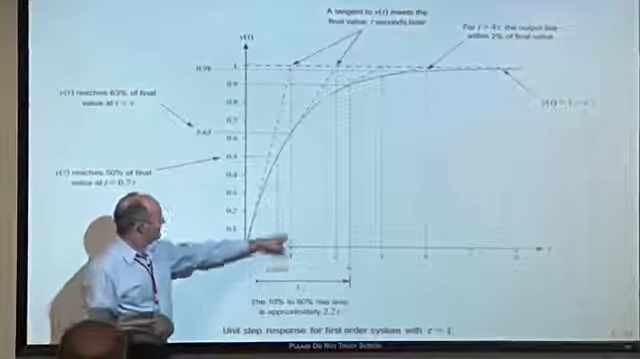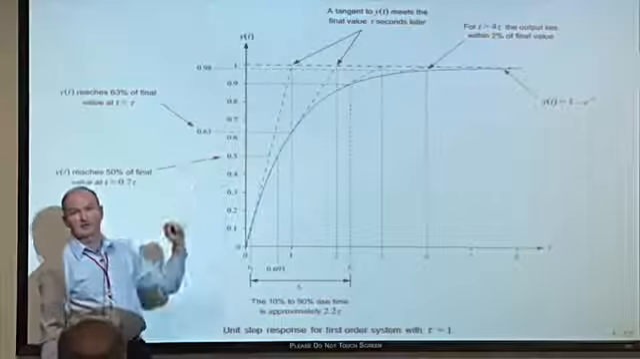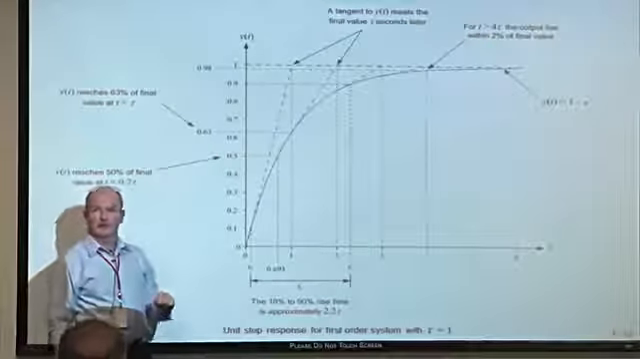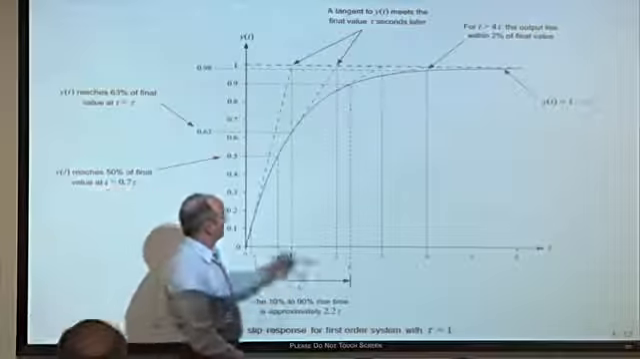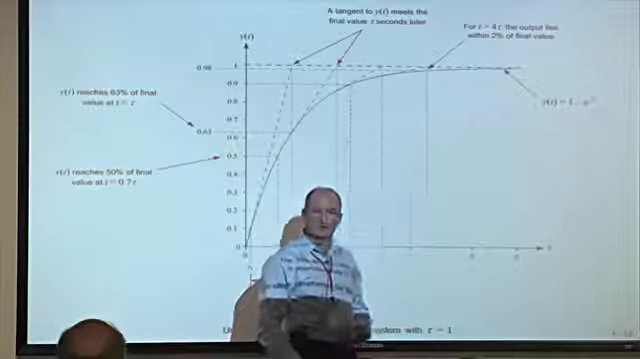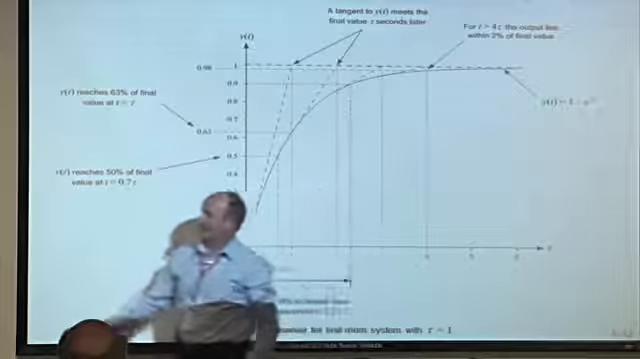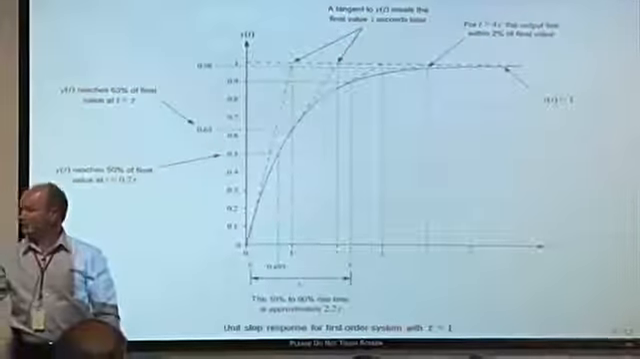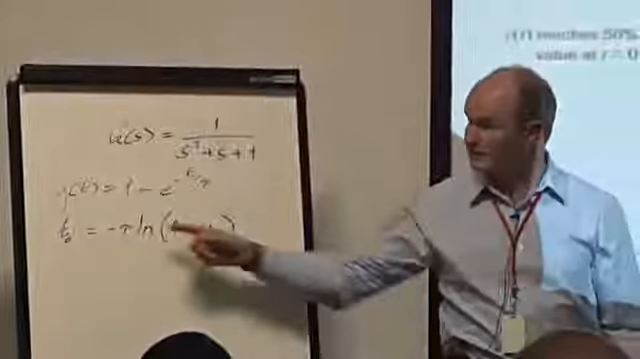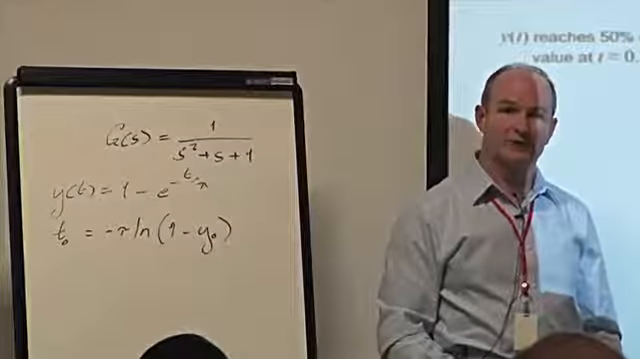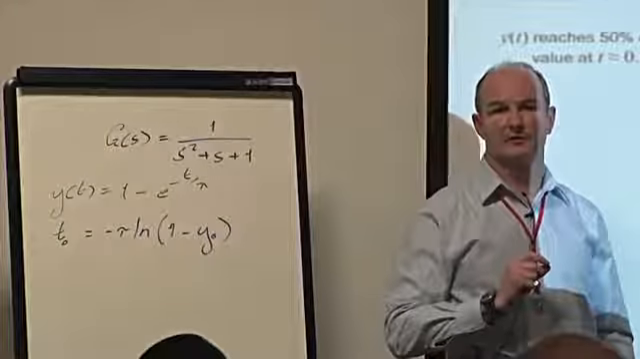After 1 time constant, you've reached 63% of final value. And you can use this to work out settling time, because if you define a settling time as 2%, and you plug in 2%, what you'll be finding is minus tau times the natural log of 0.98. That's your settling time. And that answer turns out to be 4 times tau. At 4 time constants, you're within 2% of final value.